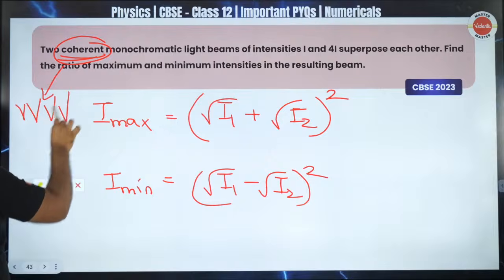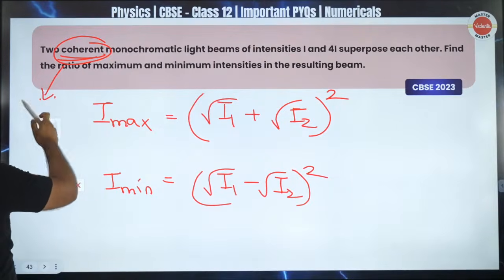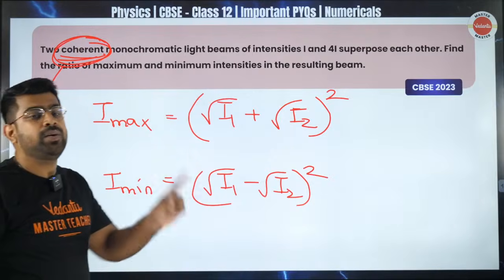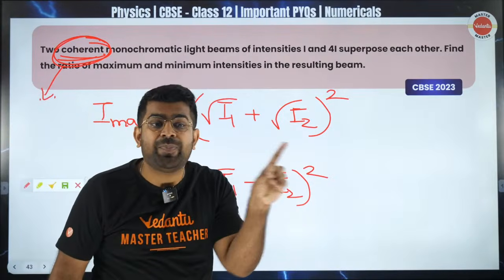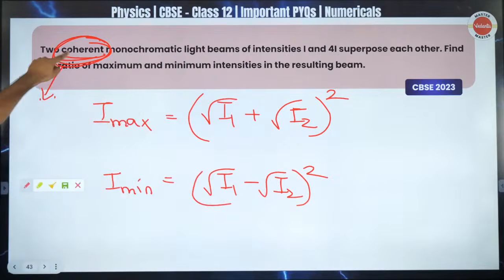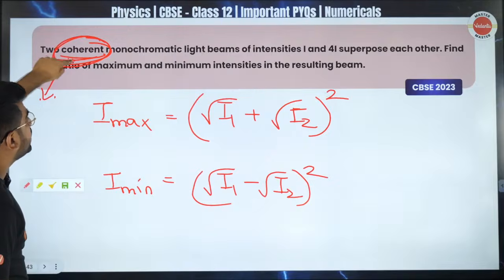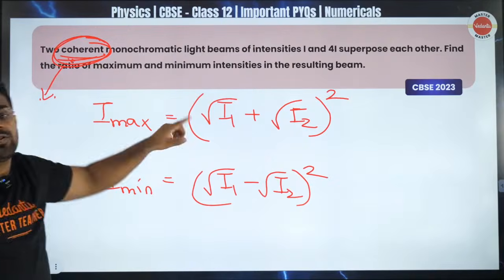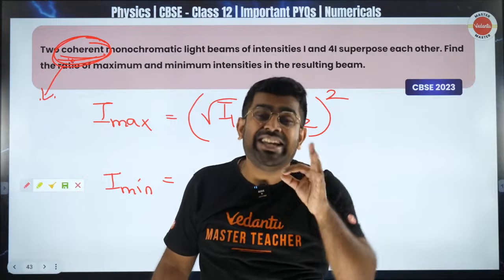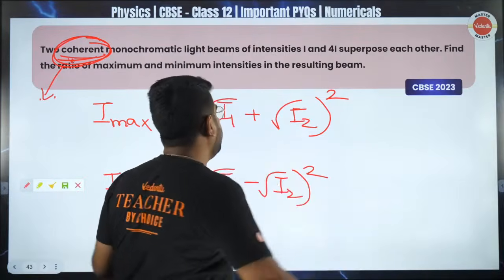Very important. Without this word everything will change. Only for two coherent sources can you do it this way, otherwise you should not. Do you understand? The word coherent is important. If they are not coherent, if they are incoherent, then you have to solve in a different manner. So what is the answer here?